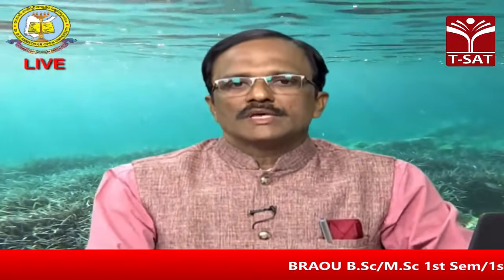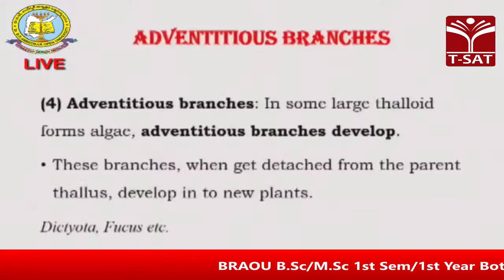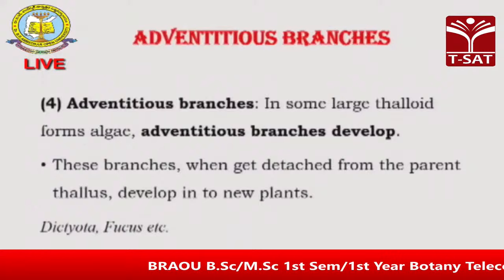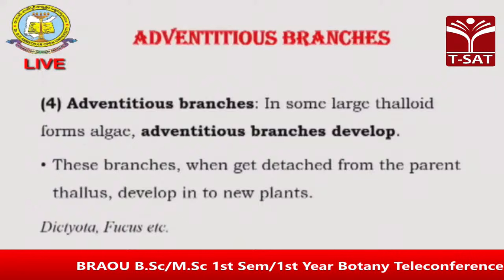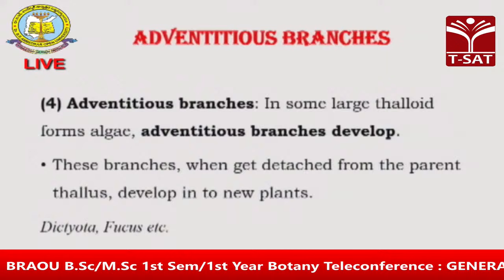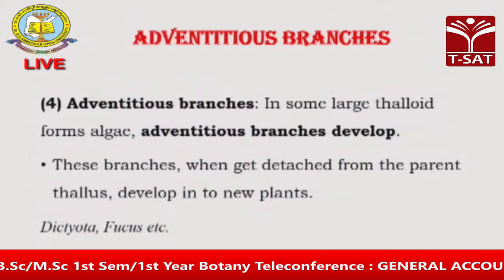And one more is adventitious branches, which are little root-like or hair-like structures. When the plant body is germinated and produces some hair-like structures, those hair-like structures automatically germinate into a new plant. That is adventitious branches. So these are all called vegetative reproduction systems.